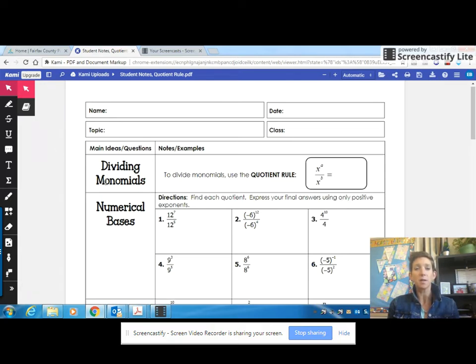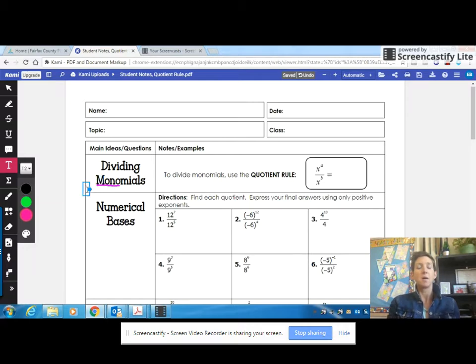First of all, you'll notice on the left, we start off with dividing monomials. I'm not sure if Mr. Samuels went over this with you, but one thing I want to point out is this root here, mono. Mono literally means one. So when you see something that says monomial, it means one term. So that's what monomial means.